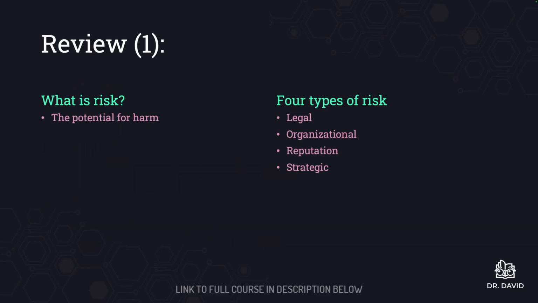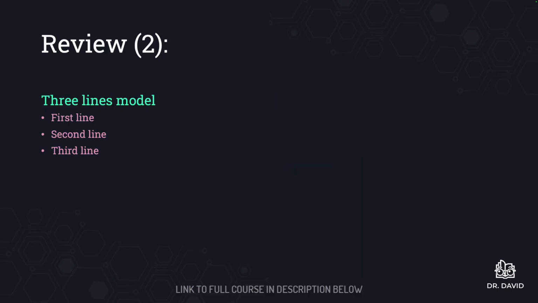In this lecture, we did a quick review of risk. Remember that risk is the potential for harm. We then looked at the 4 types of risk that you need to know for the exam. These are legal, organizational, reputation, and strategic. And we concluded with a brief overview of the 3 lines model. This includes the first line, second line, and third line of defense.